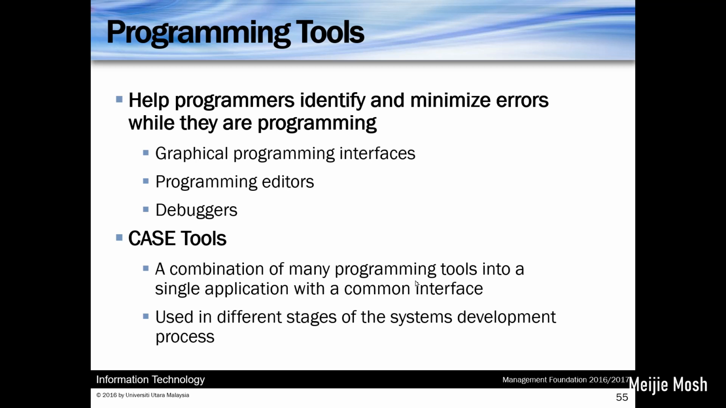So, programming tools may have a graphical programming interface that helps programmers identify and minimize errors while they are programming. Examples of programming tools are a source code editor or programming editor, debugger, profiler, load testers, performance analyst, and graphical user interface development tools. A combination of many programming tools into a single application with a common interface used in different stages of the system development process is known as computer-aided software engineering tools. They are used by programmers or software engineers to develop programs or software.